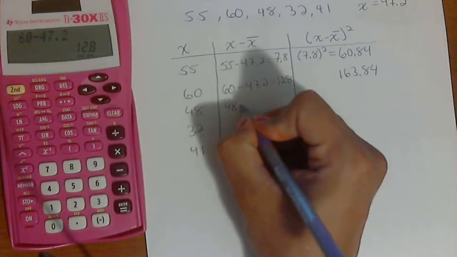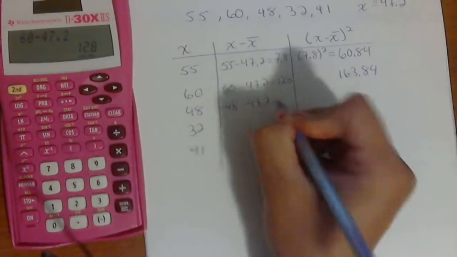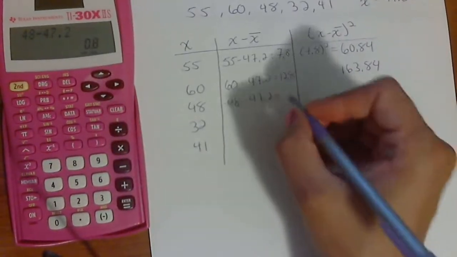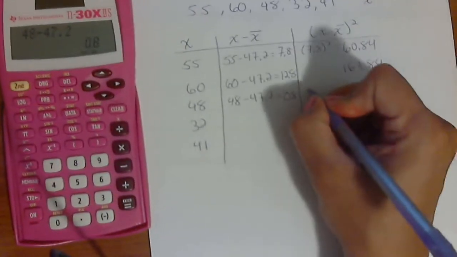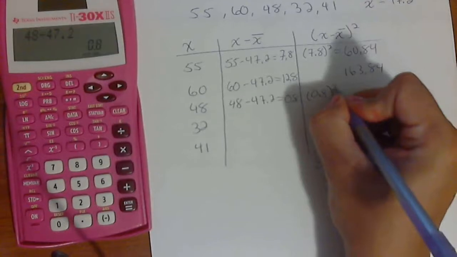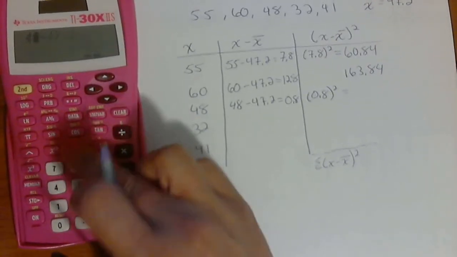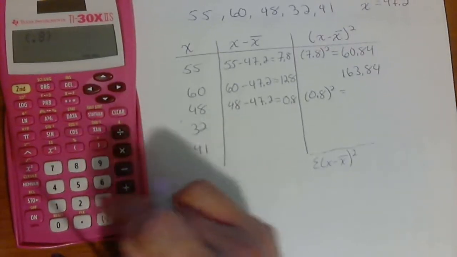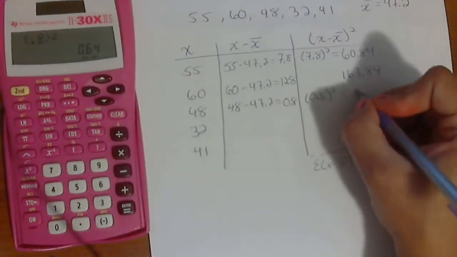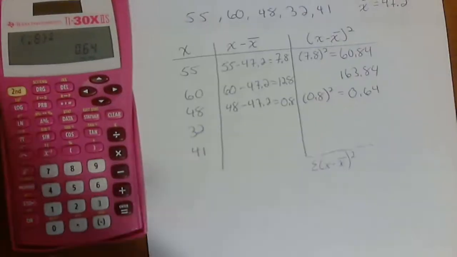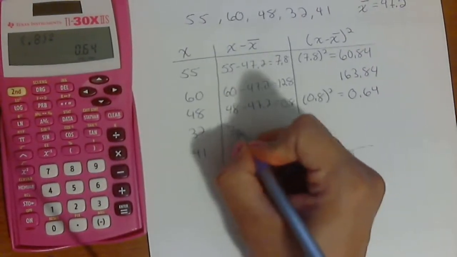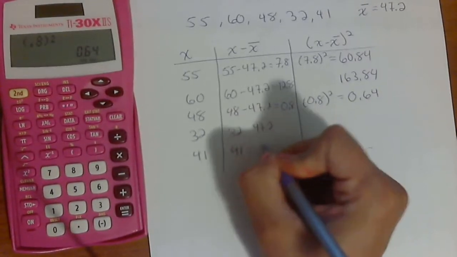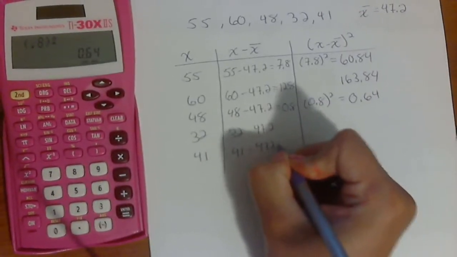Now for 48 minus 47.2, I get 0.8, so that's 0.8 squared. Again I can either type in the square or 0.8 squared, and I get 0.64. Now I'm going to do the same thing with the 32 and the 41. I'm going to subtract 47.2 from both of those.